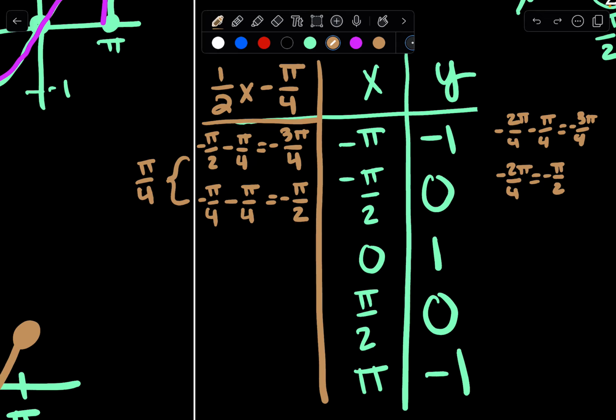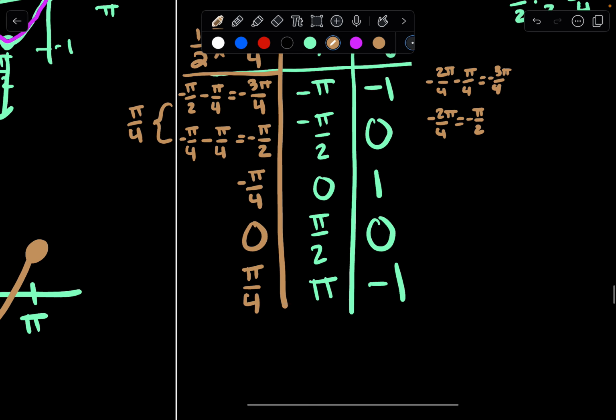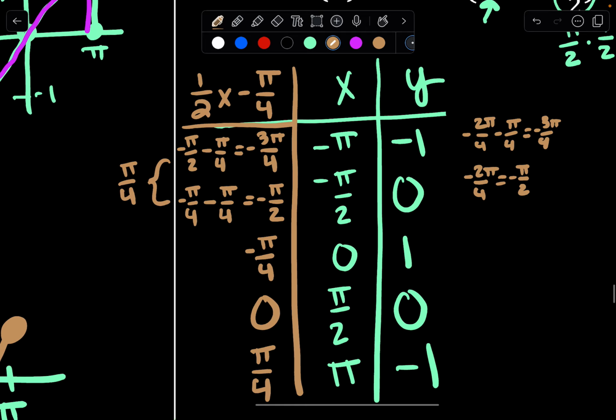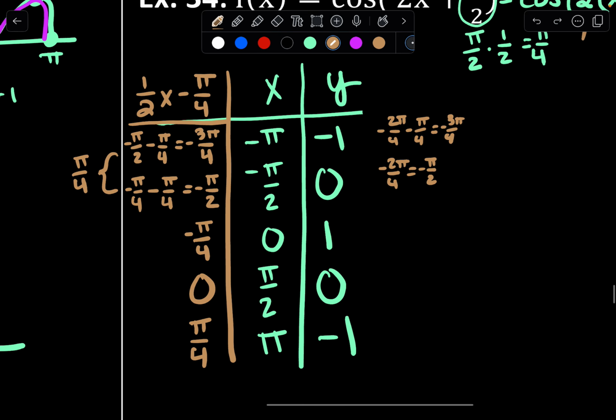So if I do negative pi over 2 plus 1/4, I get negative pi over 4. If I do negative pi over 4 plus 1/4, or the 1/4 is also pi over 4, I get 0. If I do 0 plus pi over 4, we get pi over 4. So really the fun fraction time is going to be with the first two, and then after that you can just use the interval from there, okay?